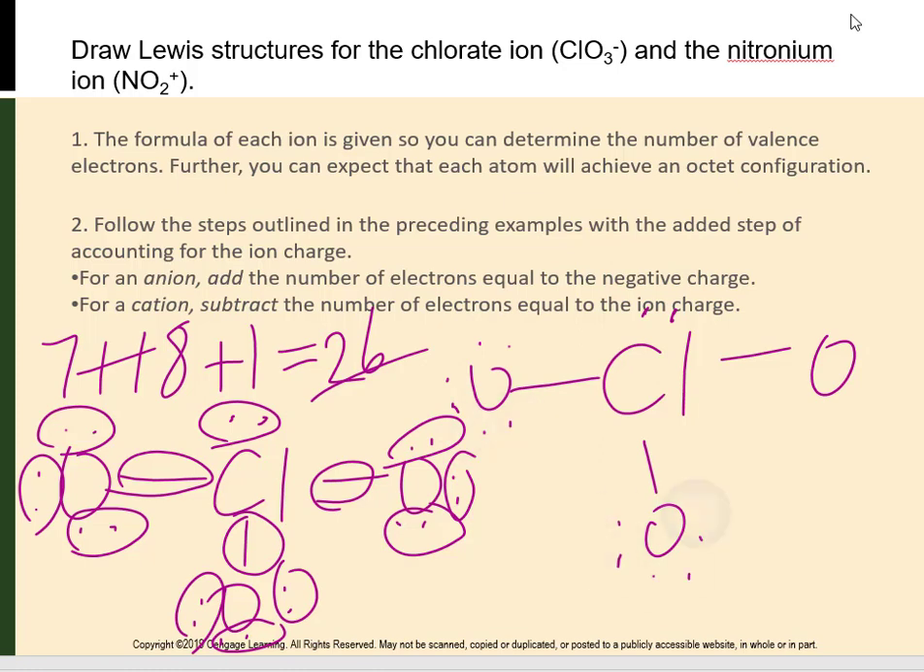And then the way that we would notate this is we put brackets around it, and then we would raise it to the negative 1 power. Nice work. Let's try it for NO2 plus.